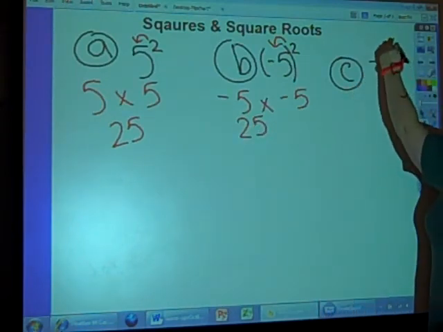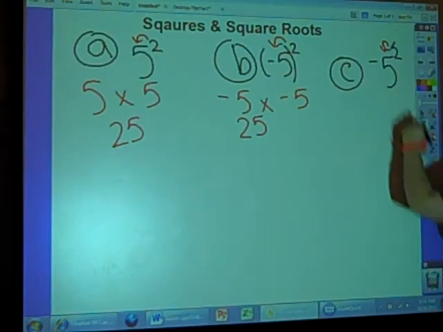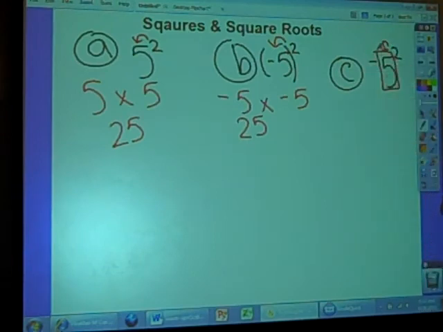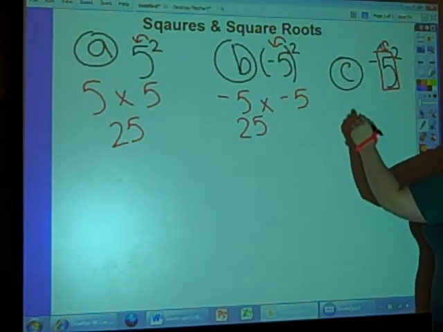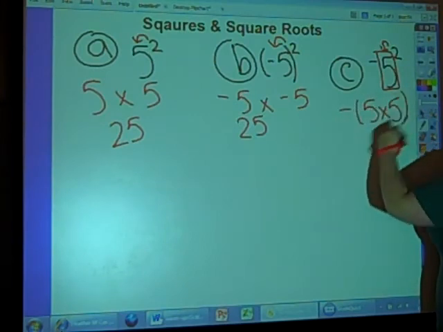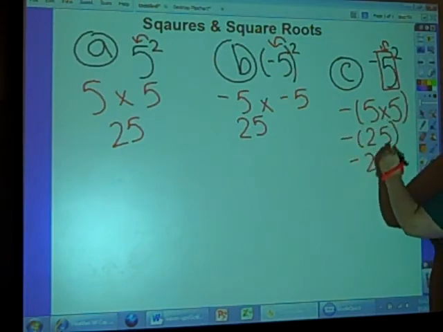When you look at C, take the exponent or power of 2, look directly next to it. Directly next to it is that 5 only. There are no parentheses. You are only looking at the 5. That is what is right next to what's being squared. So you are asking yourself, what is the opposite of 5 times 5? So it is the opposite of 25, which is negative 25.